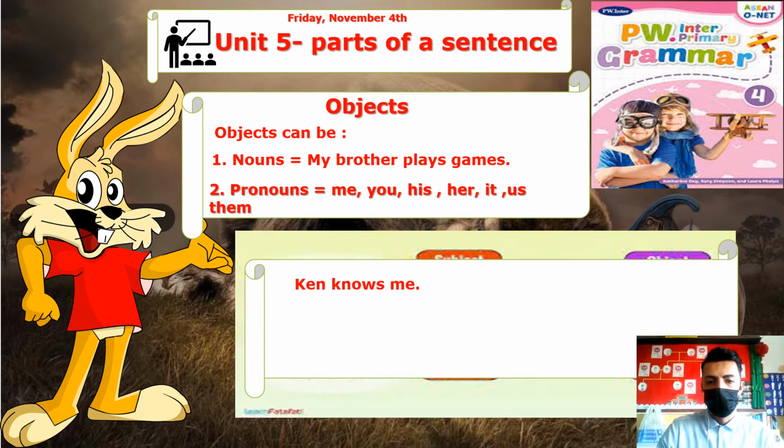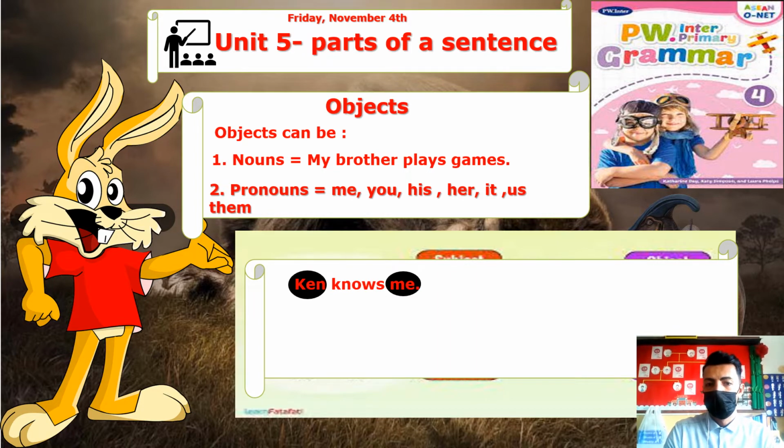For example, Kin knows me. Kin is the subject. Knows is the verb. Me is the object. If you see here, the pronouns in the object are different than the subject pronouns. Object pronouns and subject pronouns are different.